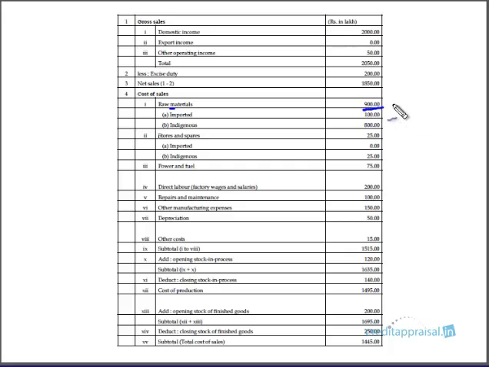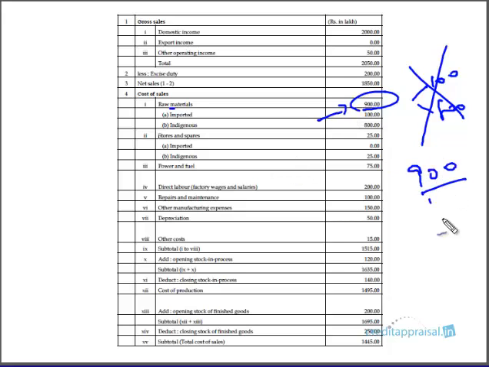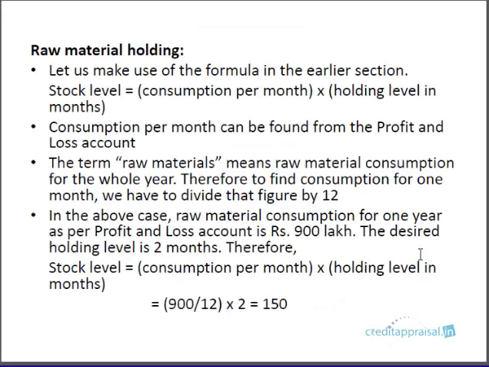In the P&L account, the raw material figure of 900 lakhs is broken down into 100 imported and 800 indigenous. Let us ignore this for a moment. The total raw material consumption by this company for the full year, for all the 12 months, is 900 lakhs. So per month, how much did the company consume on an average? 900 by 12.